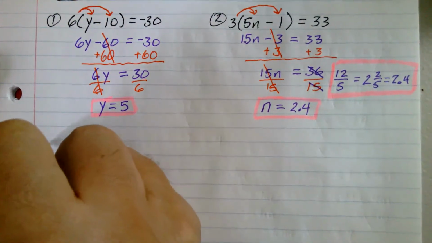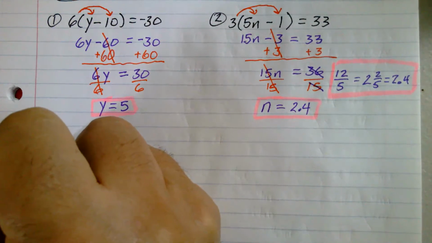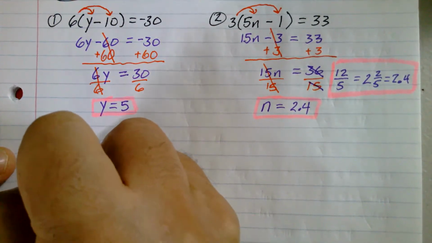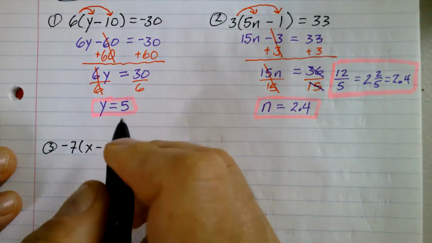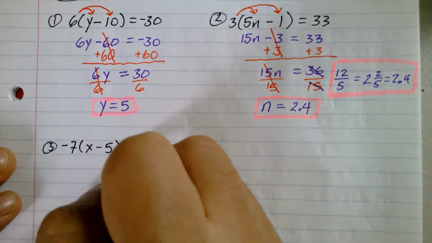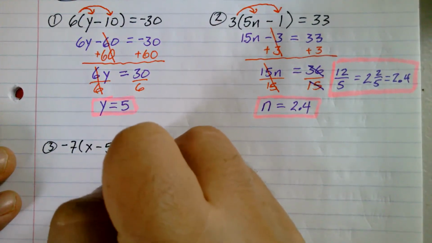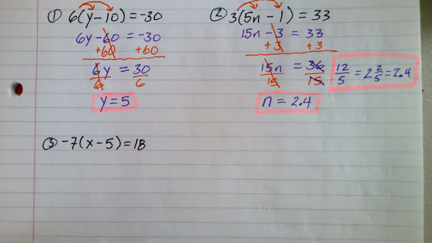Number 3. -7 times x minus 5 equals 18. Okay. Any questions?